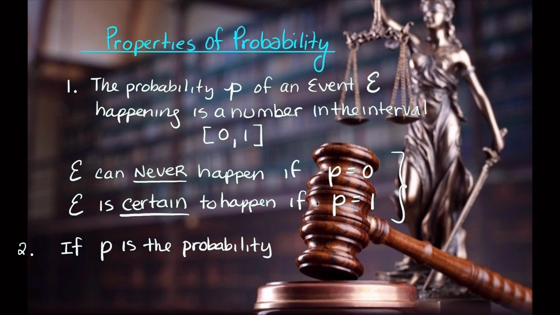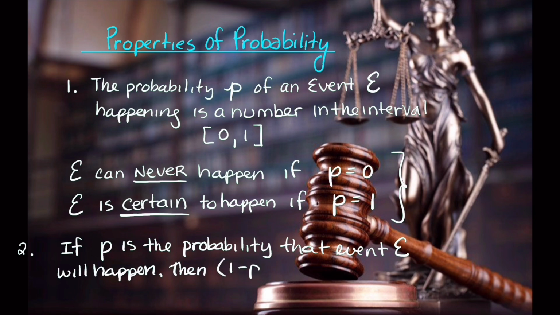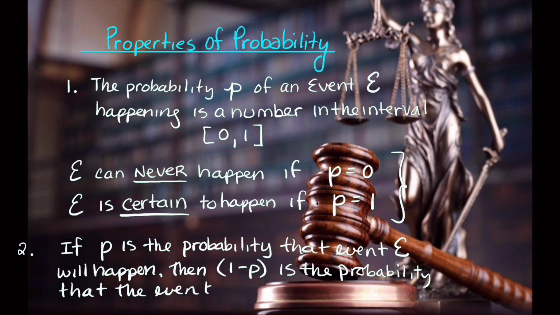So if P is the probability that event E will happen, then 1 minus P is the probability that that event will not happen. So either the event happens or it does not happen, with probability P or 1 minus P.